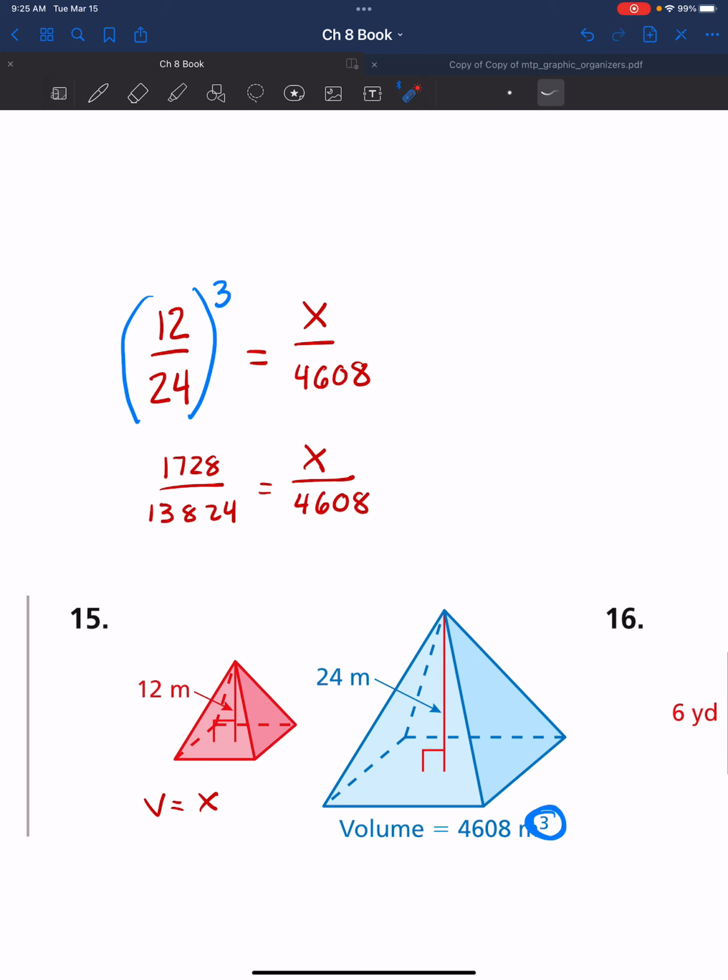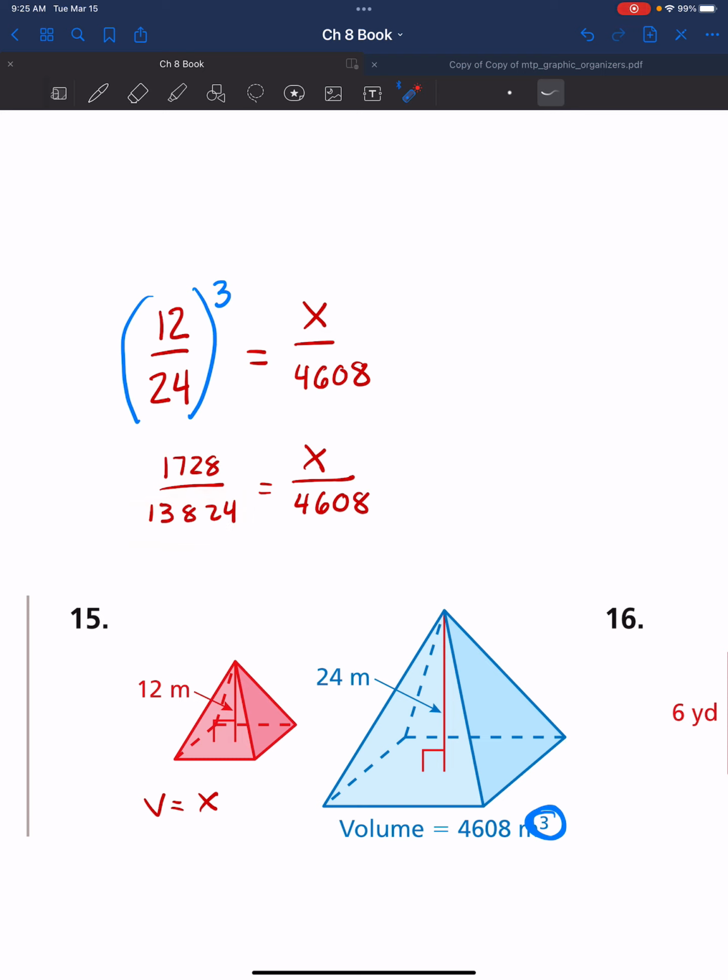The reason why I don't cube this side is because this is volume. Volume already is cubed. Like, see, it already is cubed down here. So yeah, don't cube these guys, just cube the sides that aren't. That's just heights. I've got to cube them. Now we just times divide. Times the two numbers that are across from one another. Whatever you get, divide it by that guy.